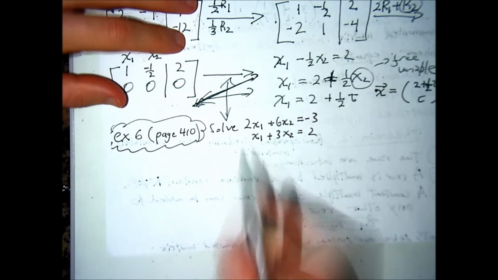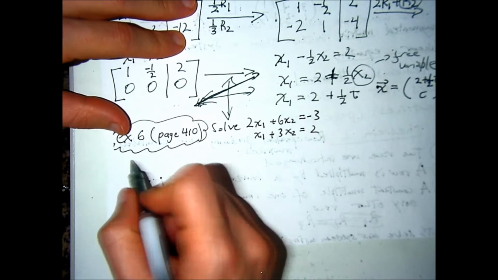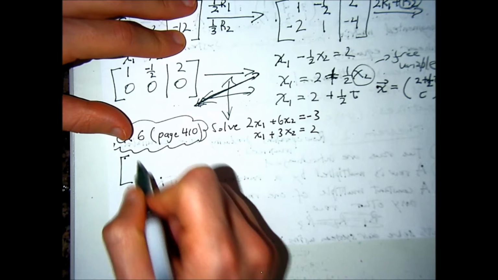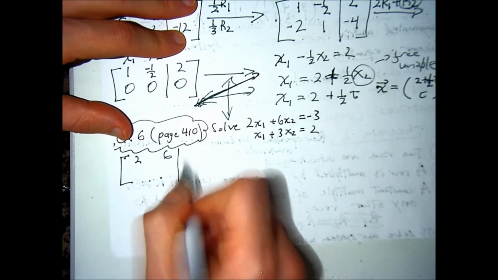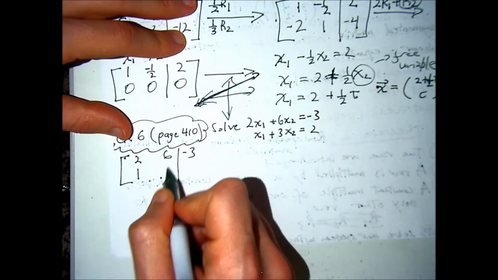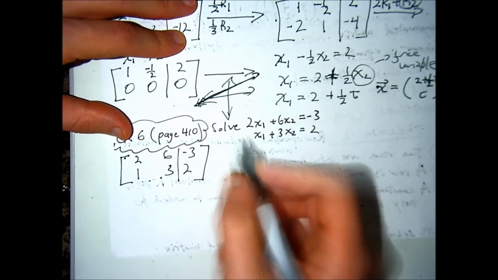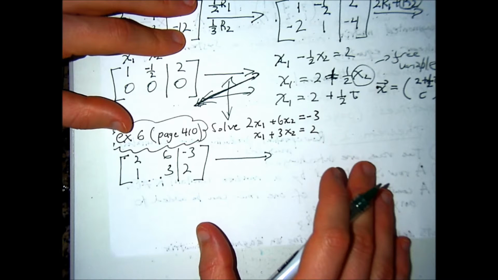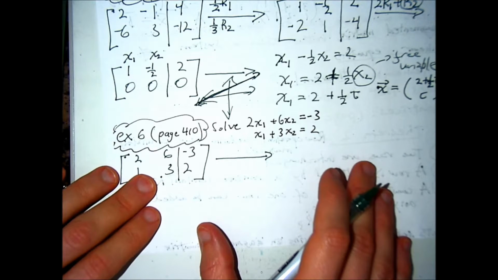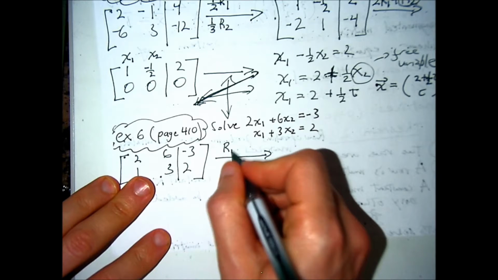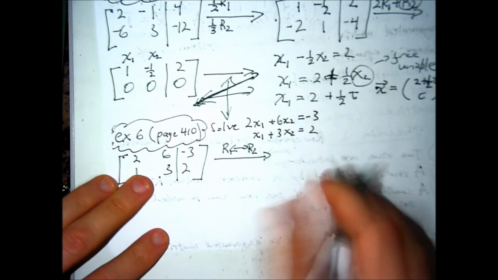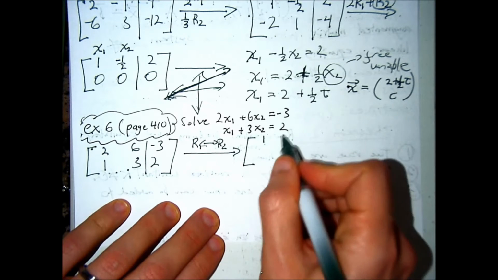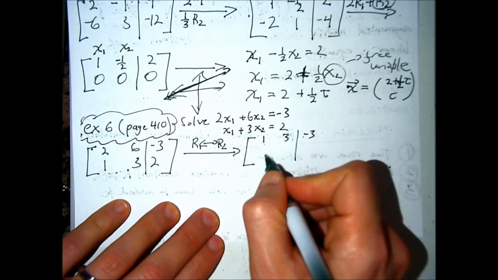Okay, last one, or last example from the book. Let's solve this one. 2x1 plus 6x2 equals negative 3, and x1 plus 3x2 equals 2. So I write it as a matrix. 2, 6, vertical bar, negative 3, and 1, 3, 2. How do we eliminate stuff? Let's go ahead and switch the two rows. So I'm going to switch row 1 and row 2.